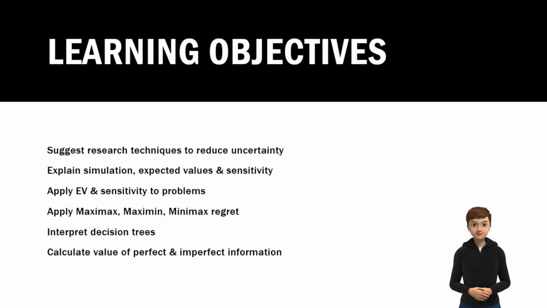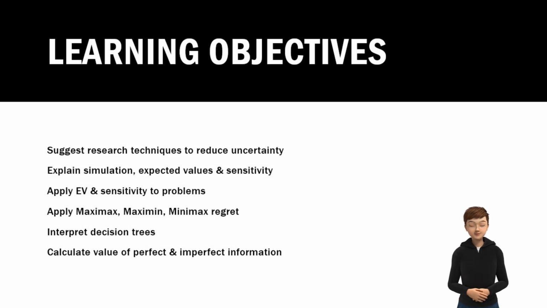Welcome to Chapter 9 of Performance Management, Risk and Uncertainty. By the end of this session, you will know exactly how accountants use research, probabilities, and decision models to reduce uncertainty and make better business choices. Stay with me until the end, because we will also uncover how much information is truly worth paying for.